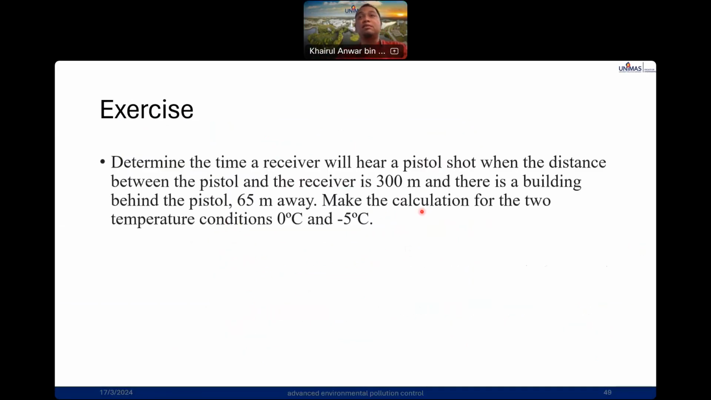Do this exercise. In this case, a similar situation, but the distance between the pistol and the receiver is 200 meters, and the building behind the pistol is 65 meters away, with the temperature at 0 and negative 5 degrees C.